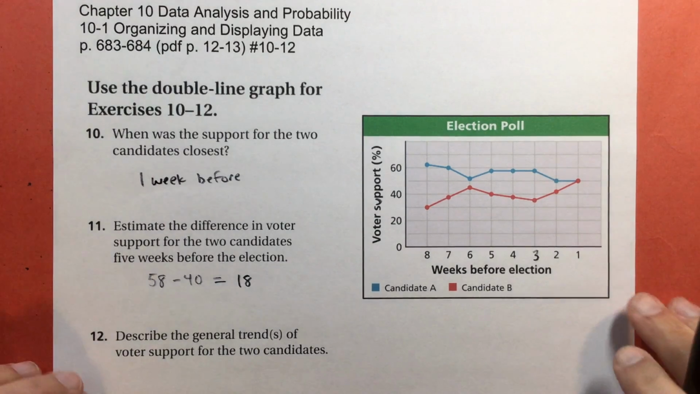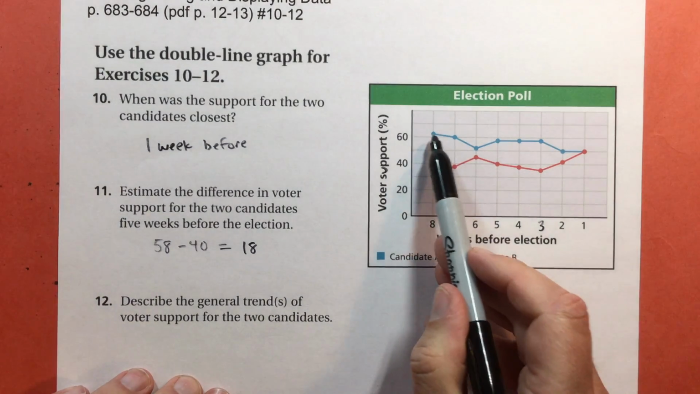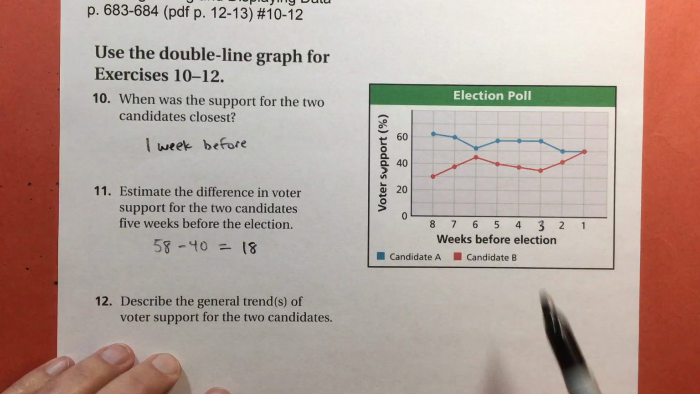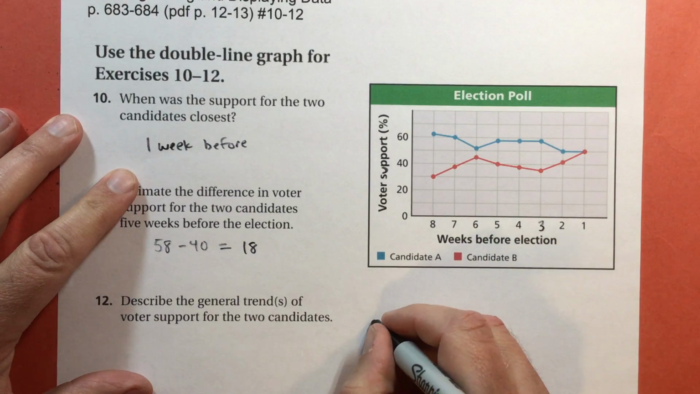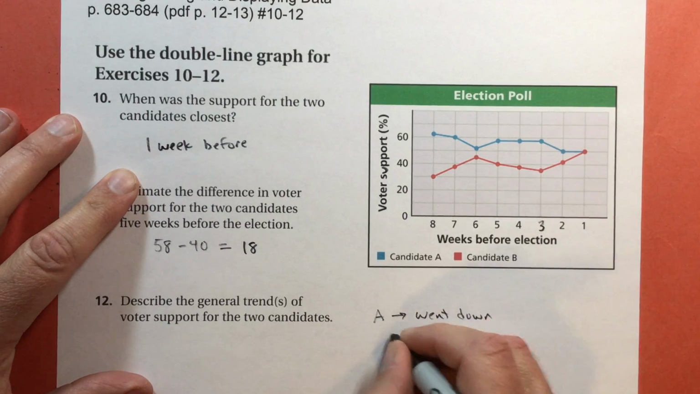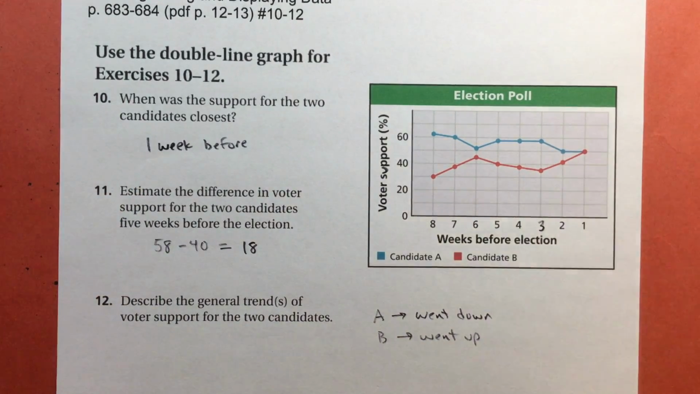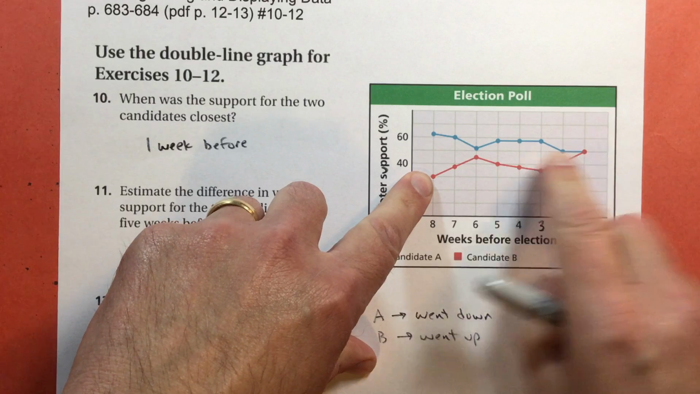For number 12, I'll move it up so you can see it. What's the general trend? Well, it looks like this one went down, went up, but then went down. This one went up, went down, went back up. In general, going from start to finish for both of them, candidate A went down while candidate B went up. You can look more specifically going from week to week, but if I just look at where you started and where you ended up, this one went up. That's my overall trend, while this one went down.